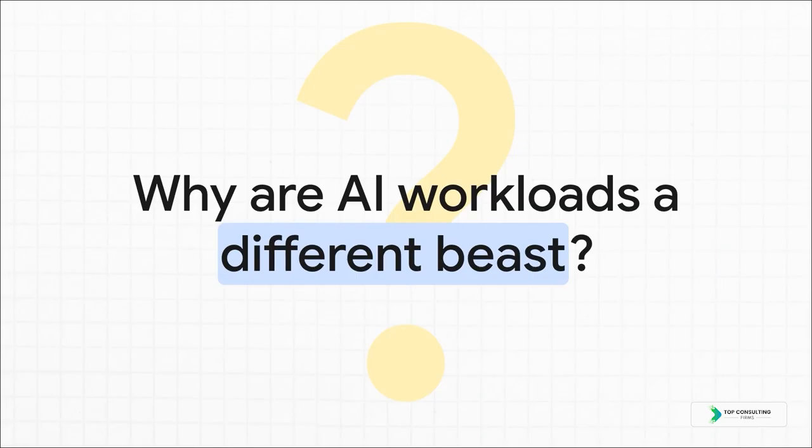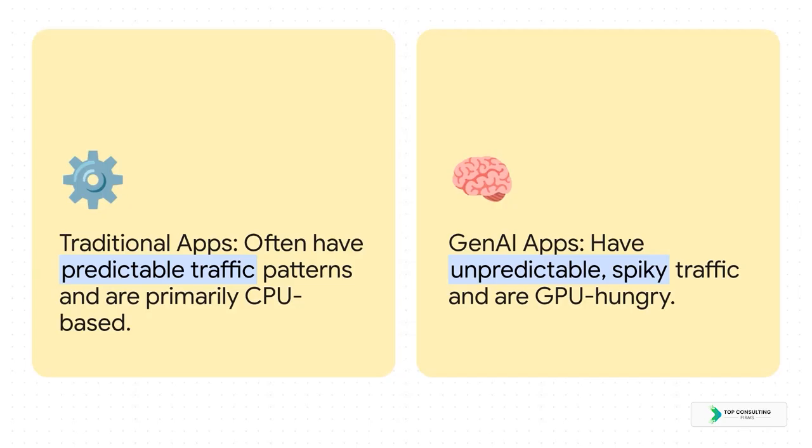So, what is it that makes them so different? I mean, really, why can't we just run them like any other app? Well, it turns out that the apps we're used to and these new Gen AI apps have fundamentally different DNA. We've spent years getting Kubernetes just right for one type of workload, and now the rules of the game have totally changed.